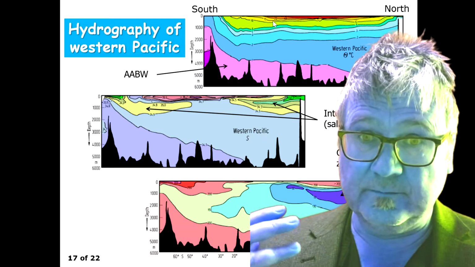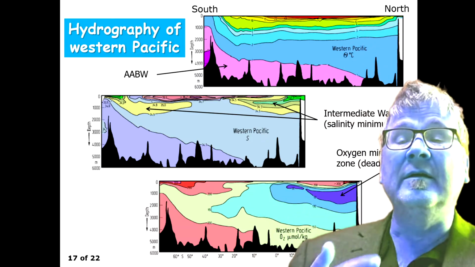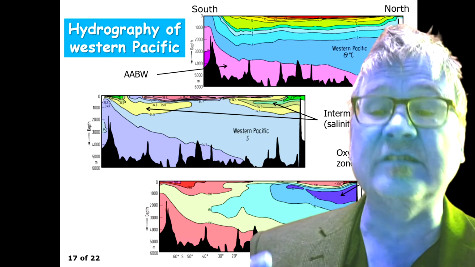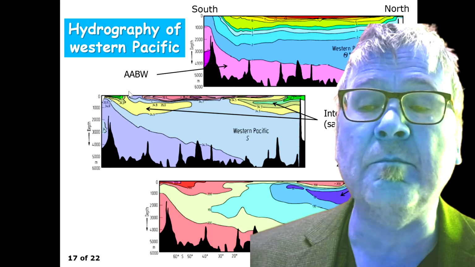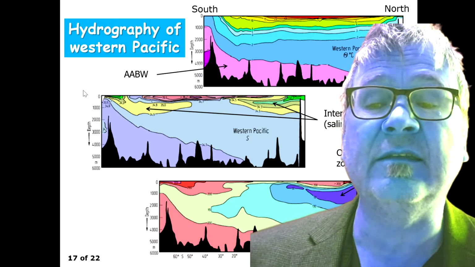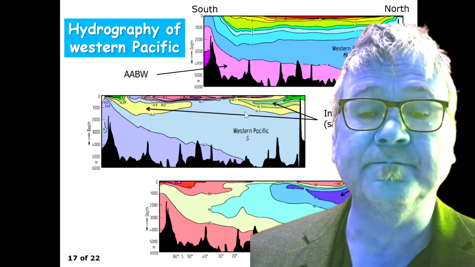All right. Okay, so in the salinity structure, you can identify intermediate water. These are these tongues of low salinity water. It's a minimum salinity that you can identify both north and south of the equator.